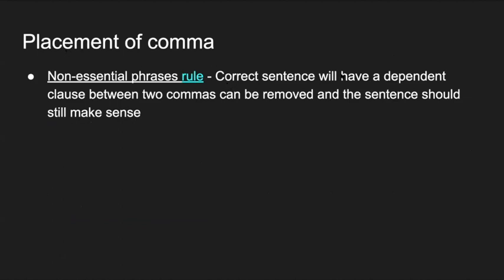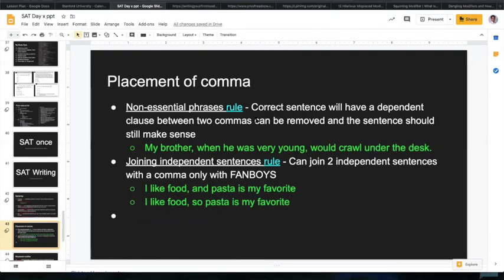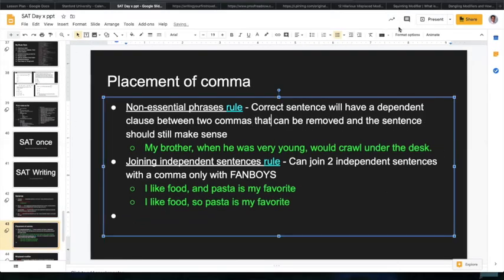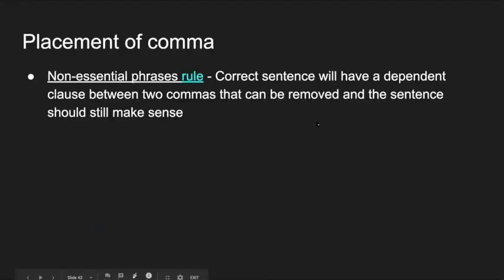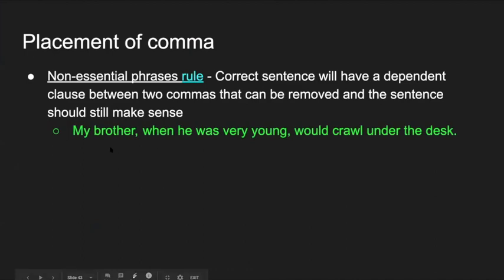So correct sentences will have a dependent clause between two commas that can be removed and the sentence should still make sense. So what that means is, my brother, when he was very young, would crawl under the desk. If I cross out when he was very young, it would read, my brother would crawl under the desk. That on its own is a correct sentence.